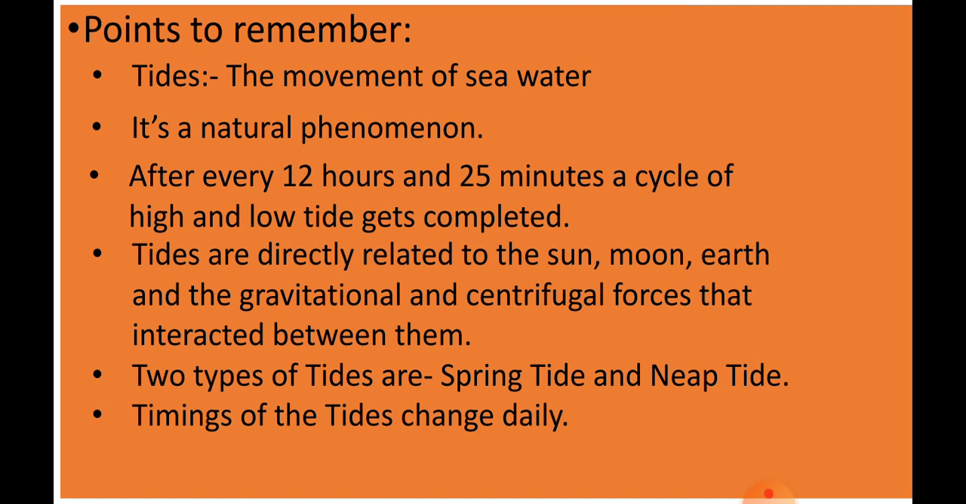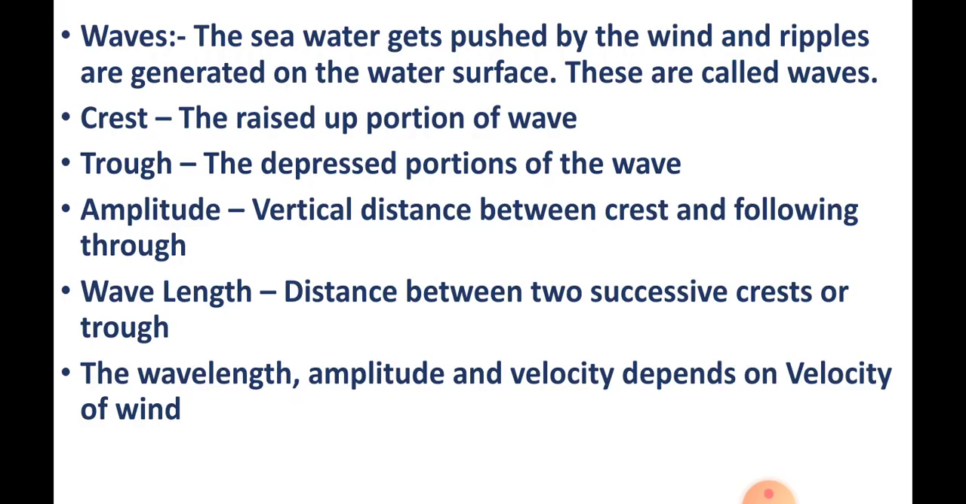Points to remember: the movement of the sea water. Tides are the movements of the sea water. It's a natural phenomenon. After every 12 hours and 25 minutes, a cycle of high and low tide gets completed. Tides are directly related to the sun, moon, earth, and the gravitational and centrifugal forces that interact between them. Two types of tides are spring tide and neap tide. Timings of the tides change daily. We have seen why it changes.